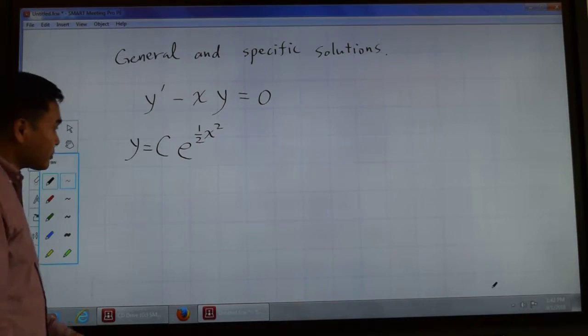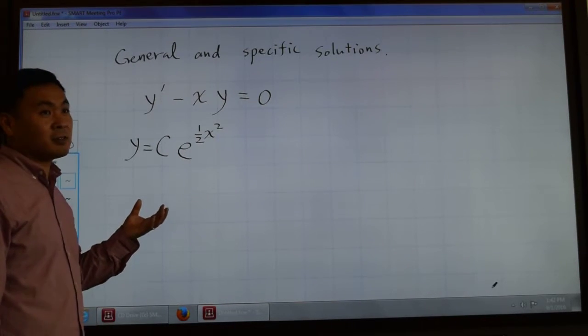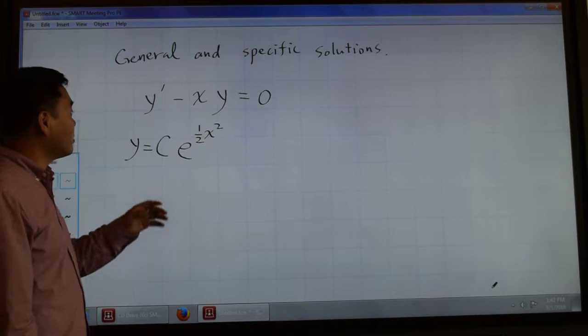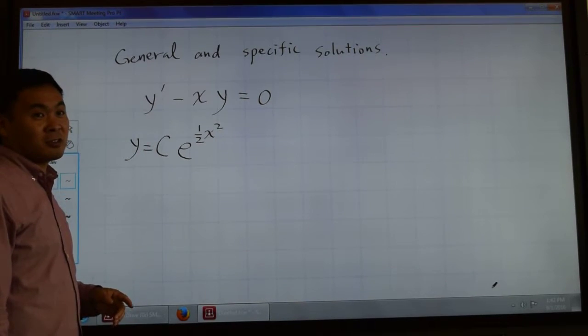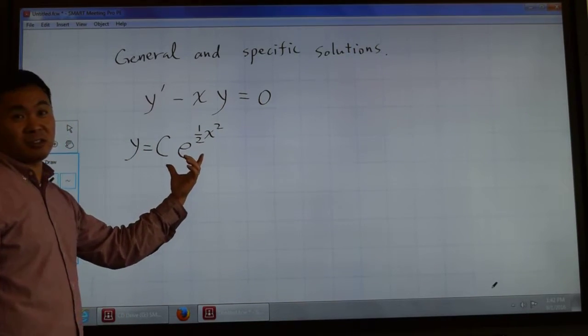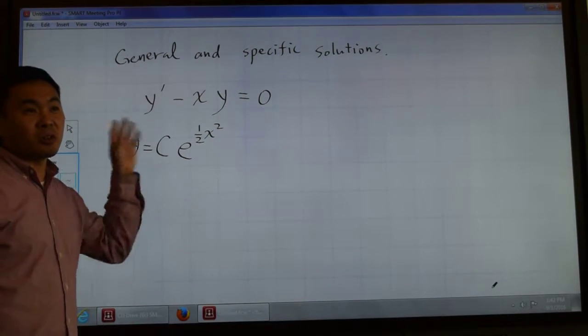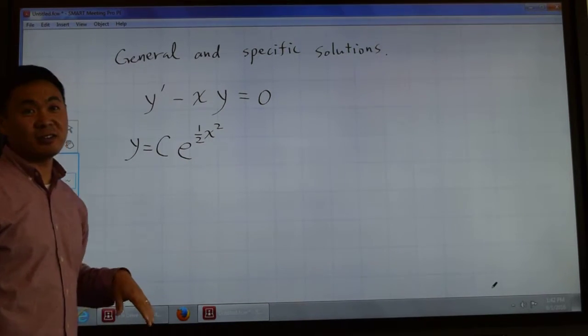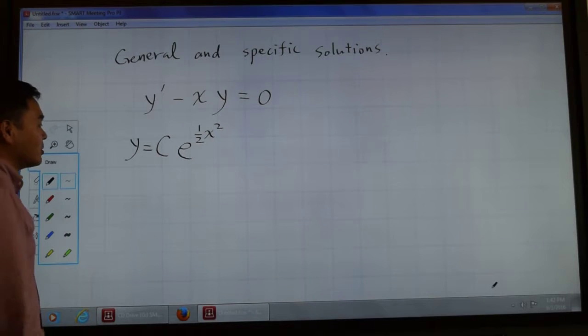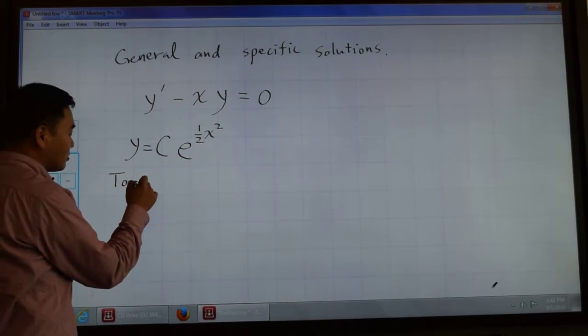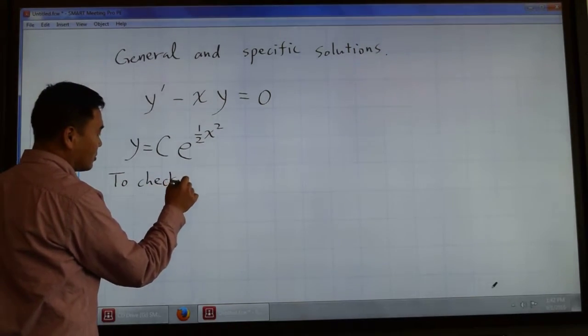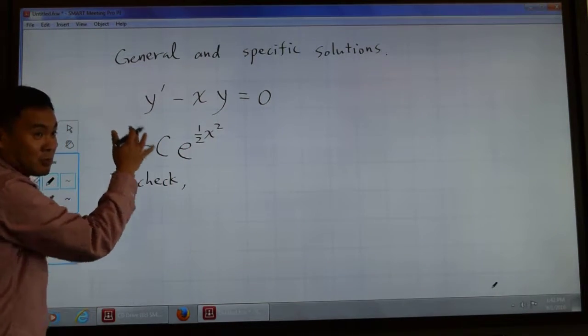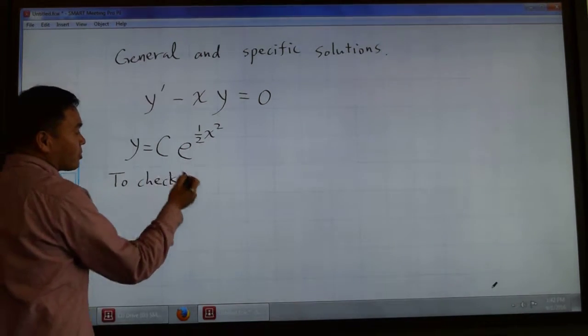Now, but let's turn the tables. What if you are given the solution and somebody told you, hey, I think this is the answer, and you don't really want to solve it? How would you check? To check this solution, you would differentiate and plug them in, right? So to check, first differentiate it.